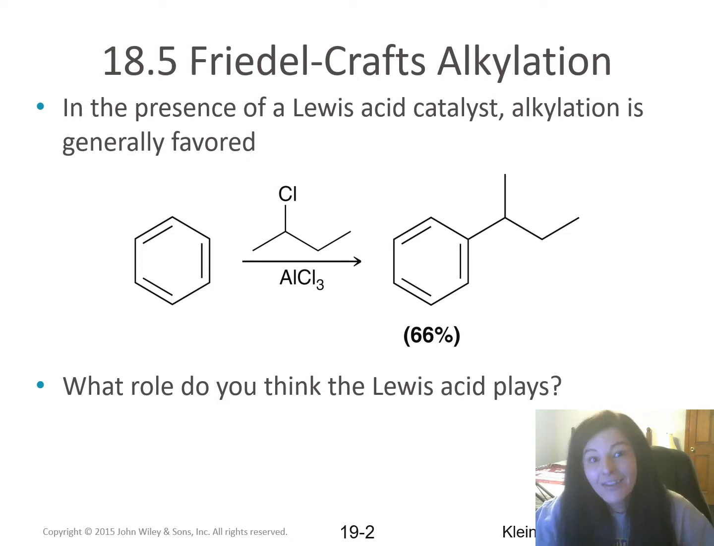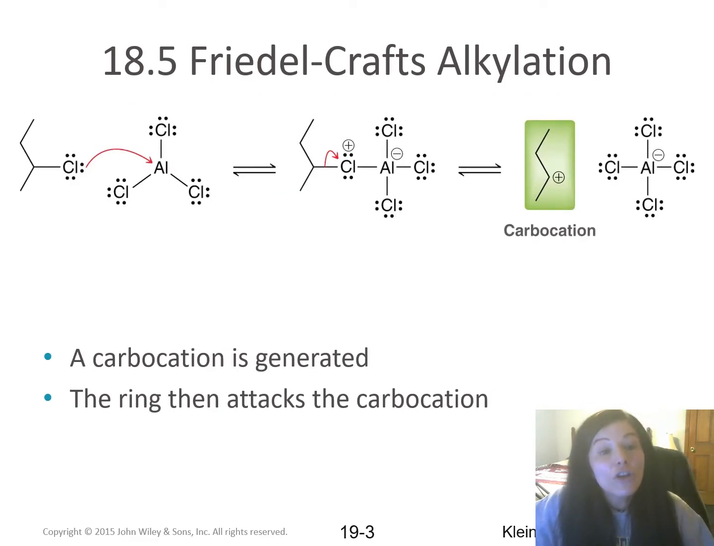On the other hand, once again, in the presence of a Lewis acid catalyst, we can get an alkylation reaction. This is because the Lewis acid reacts with the alkyl halide to produce a very strong electrophile. In the first step, the alkyl halide reacts with the Lewis acid, and in this case, our Lewis acid is AlCl3, to form a carbocation. That's a carbon with a positive charge. The ring can then attack this very electrophilic carbon.